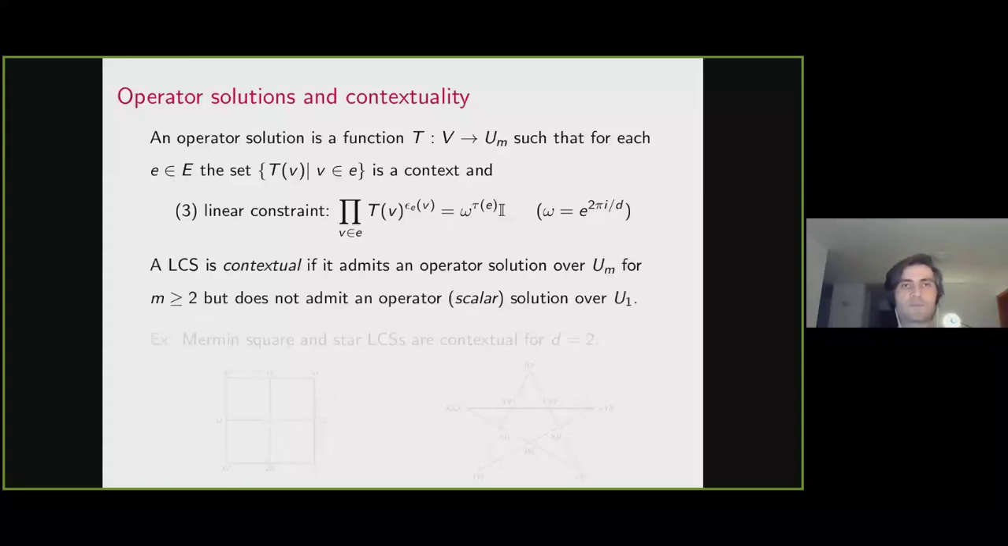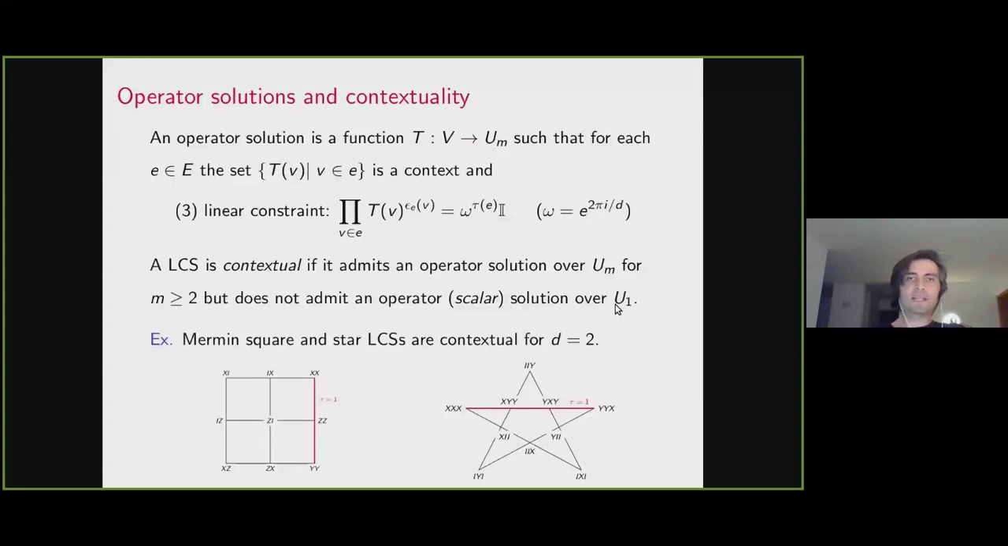linear constraint system. So a linear constraint system is contextual if it admits an operator solution over U(m) for m greater than or equal to 2, but it does not admit an operator solution, also called a scalar solution, over U(1). So this is the definition. So it's precisely state-independent contextuality. And famous examples, the Mermin square and star, are going to be these two, as depicted here.